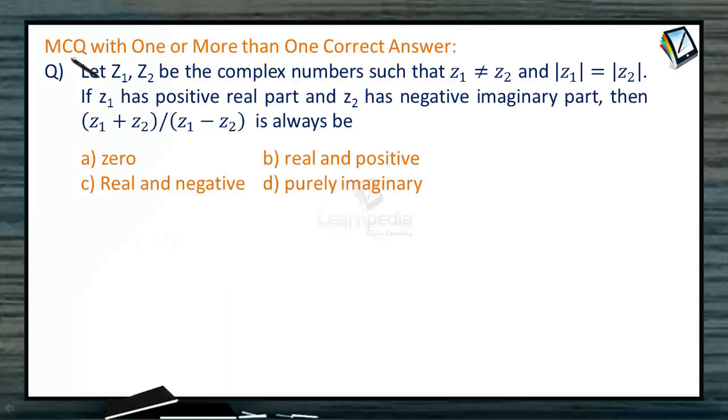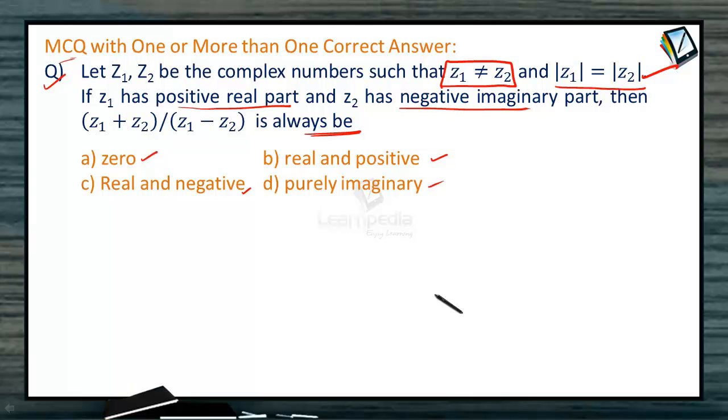The very first question is a multiple correct choice question, with one or more than one correct answer. The question is: let Z1 and Z2 be complex numbers such that Z1 is not equal to Z2 and modulus of Z1 is equal to modulus of Z2. If Z1 has a positive real part and Z2 has a negative imaginary part, then (Z1 plus Z2) by (Z1 minus Z2) is always: option A, 0; option B, real and positive; option C, real and negative; option D, purely imaginary.